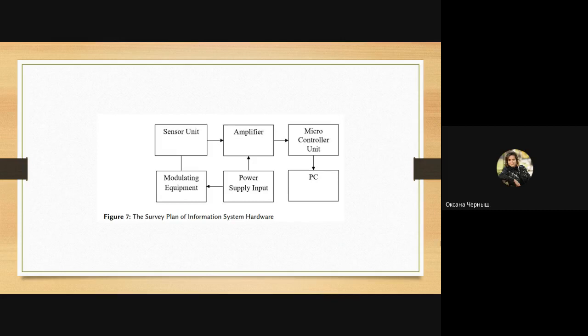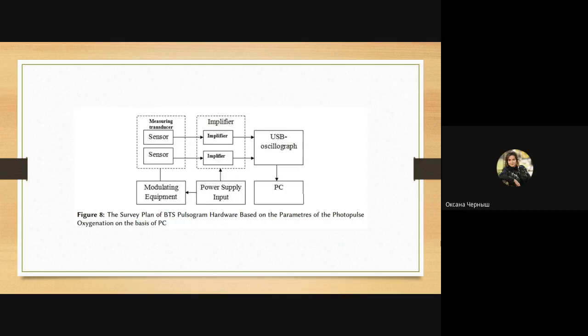The registration of photoplethysmographic signals is performed using the scheme shown in Figure 7. The analog part of the hardware consists of an optical sensor unit, an amplifier, and modulating equipment. The other units belong to the digital part. Amplified signals coming from the sensor unit via USB input are transmitted to the PC, and the program window displays a pre-processed photoplethysmographic signal. To transfer data from the microcontroller to the PC, a USB port is used.